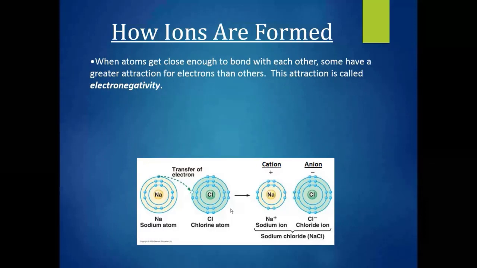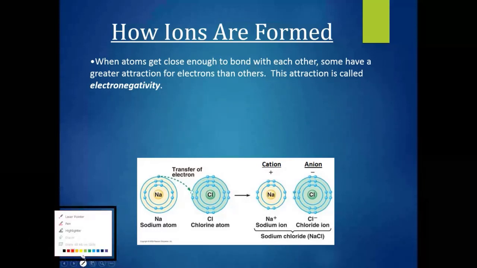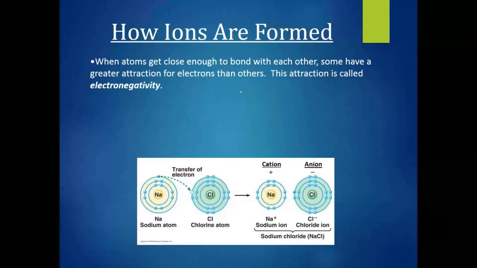So when atoms get close enough to bond, some have a greater attraction for electrons than others. This attraction is called electronegativity, as it mentions here. Atoms that are nonmetals, atoms that are further to the right on the periodic table, up and to the right, have greater electronegativity, and therefore they are more likely to take electrons, and atoms that are further down are more likely to give electrons up. So the pattern for electronegativity is that electronegativity increases going up, increases going to the right.